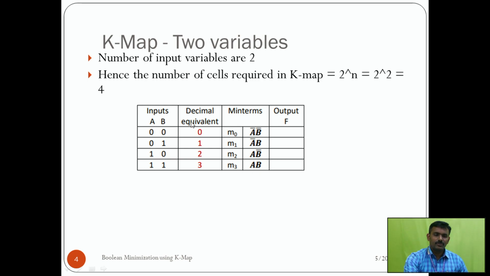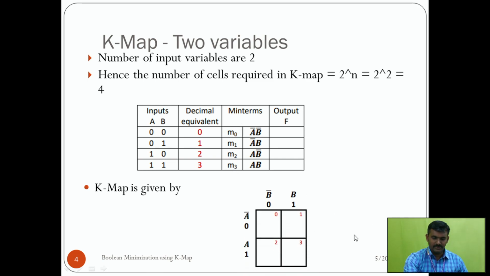So in the K-map there will be 4 cells. One cell represents minterm 0, another cell represents minterm 1, another is minterm 2, and another is minterm 3. Likewise we mention them in the cells. These 2 rows belong to variable A, and these 2 columns belong to variable B.